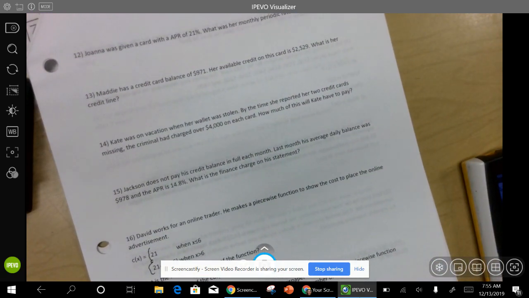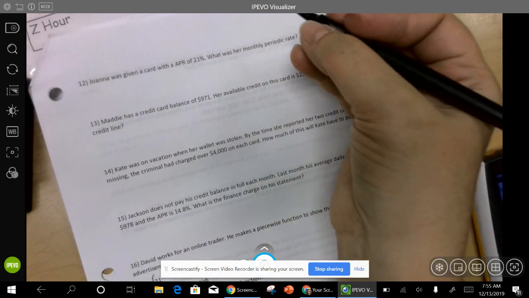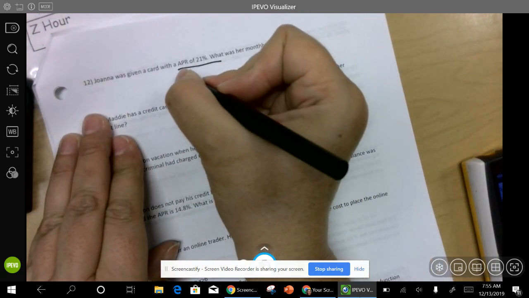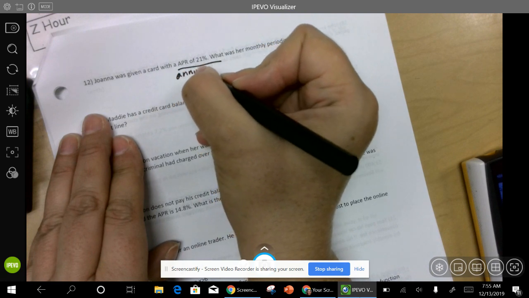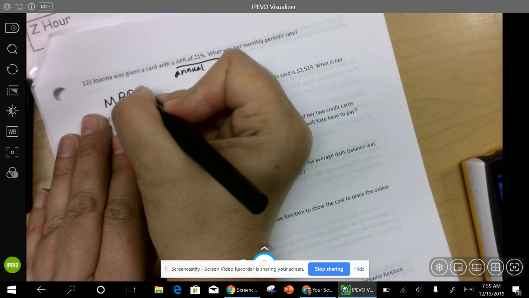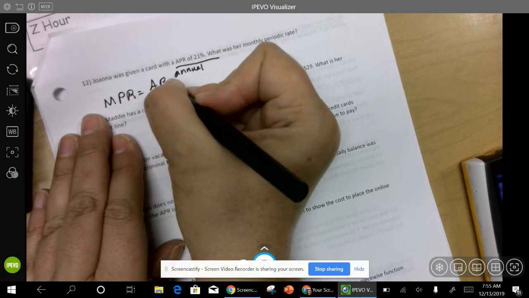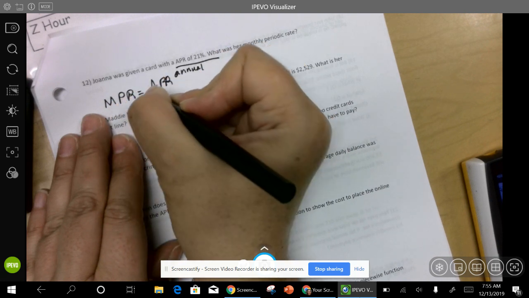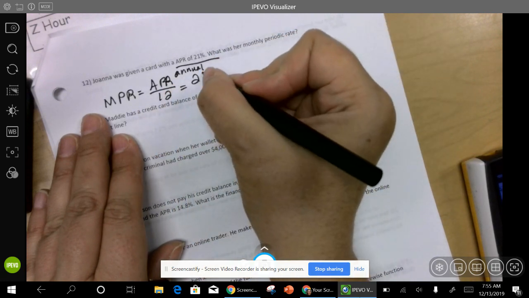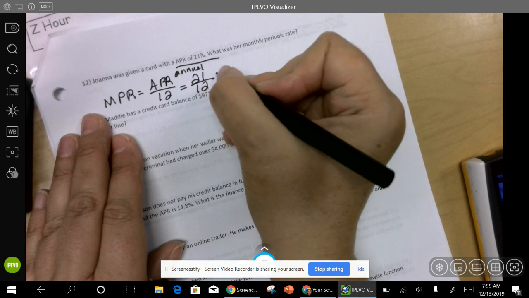Okay, what's the monthly periodic rate for this one? Okay, so Georgiana has a car loan. Everybody remember that's annual. Okay, so for monthly periodic rate, everybody remember it's going to be the annual percentage rate divided by 12. So I'm going to do 21 divided by 12.